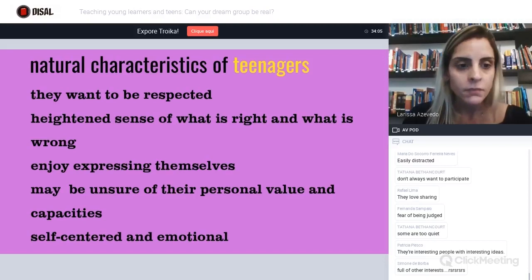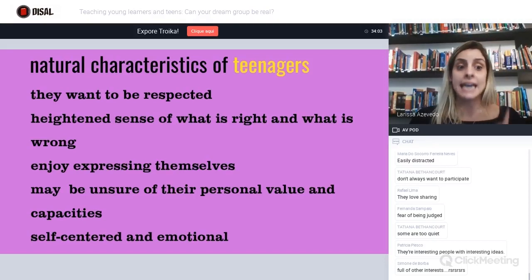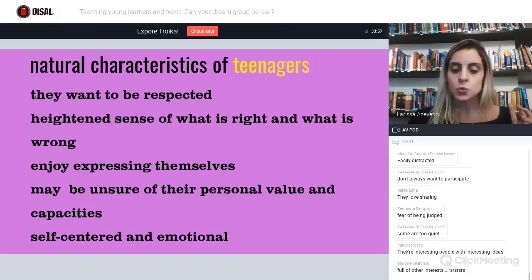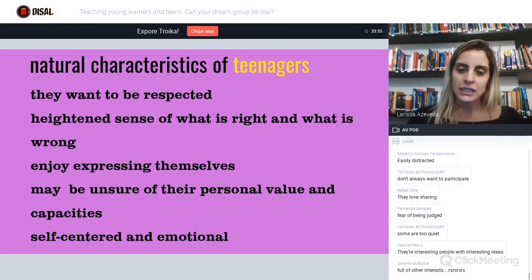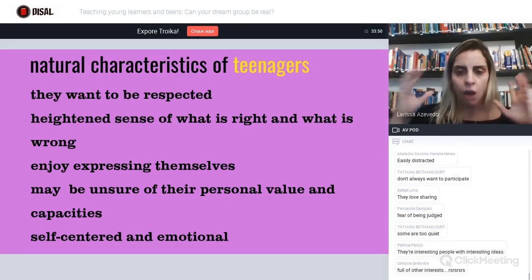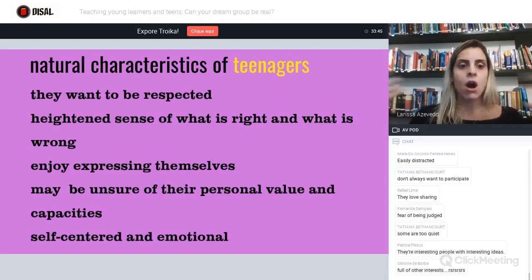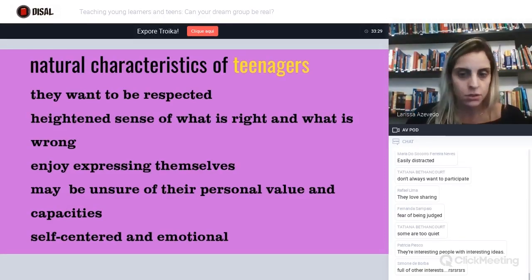They enjoy expressing themselves, yes, but as long as the topic is relevant for them. You will see later on that they are kind of self-centered, and there is a reason why. There is a cognitive reason for them to be this way during adolescence, and this is what causes their lack of interest in topics that are not relevant for them. So yes, they do enjoy expressing themselves, but we have to be careful with the topics we choose. What do we want them to express themselves about? What do we want them to react about?